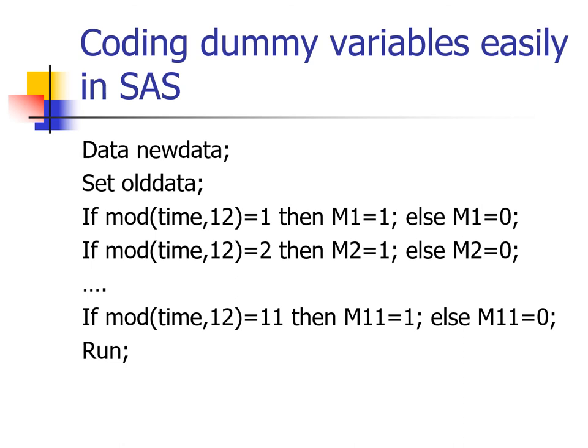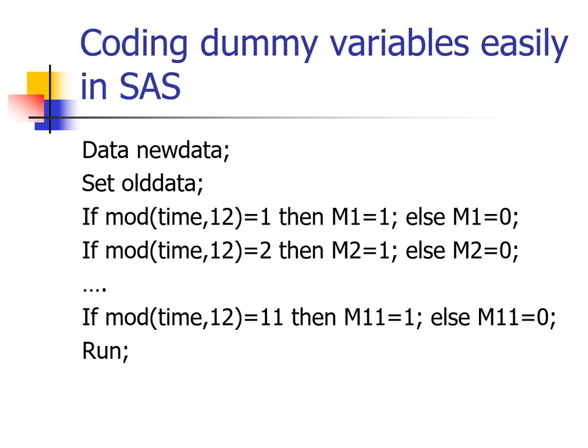So this code is assuming you just have two variables in your data set, a y variable and a time variable, and that time variable is just 1, 2, 3, 4, 5, and so on up to 25. If that's the case, how do I create these dummy variables? That's where this mod function comes in. The mod is like in division: you take the time, divide it by 12, and look at the remainder. If the remainder is 1, we're talking about January. So we set M1, the dummy variable for month 1, equal to 1, and otherwise, if it's not January, we set it equal to 0.